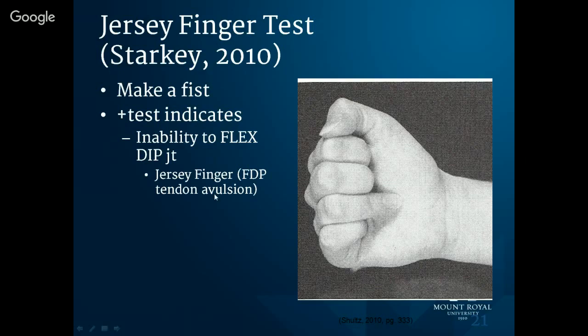To confirm Jersey finger, or a rupture of the flexor digitorum profundus tendon, ask the patient to make a fist. If the tendon is avulsed, the patient will be unable to flex at the distal interphalangeal joint. And this is what the clenched fist would look like, confirming a Jersey finger.